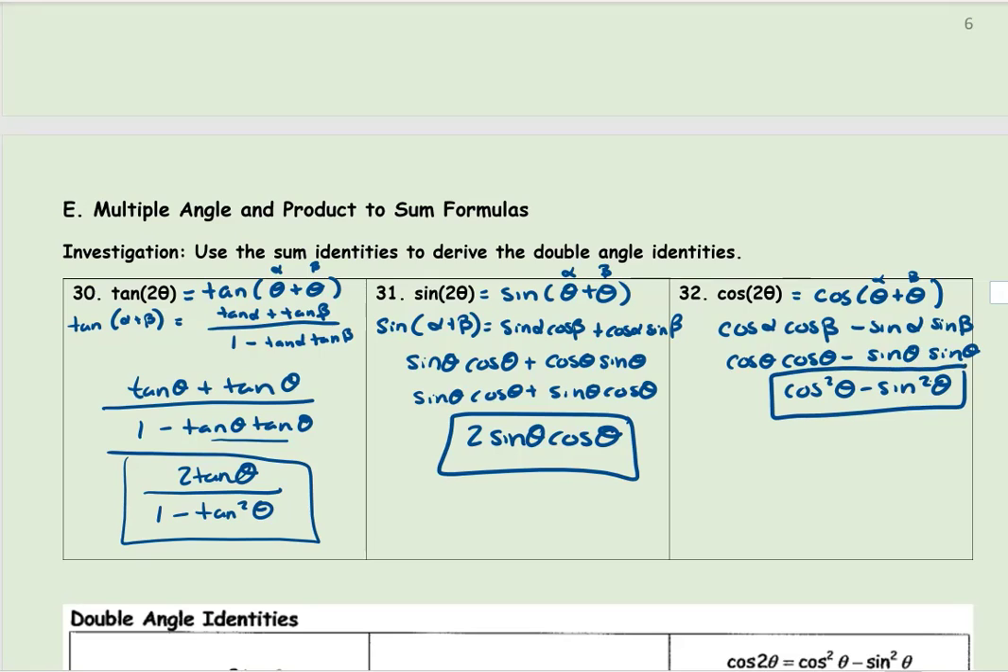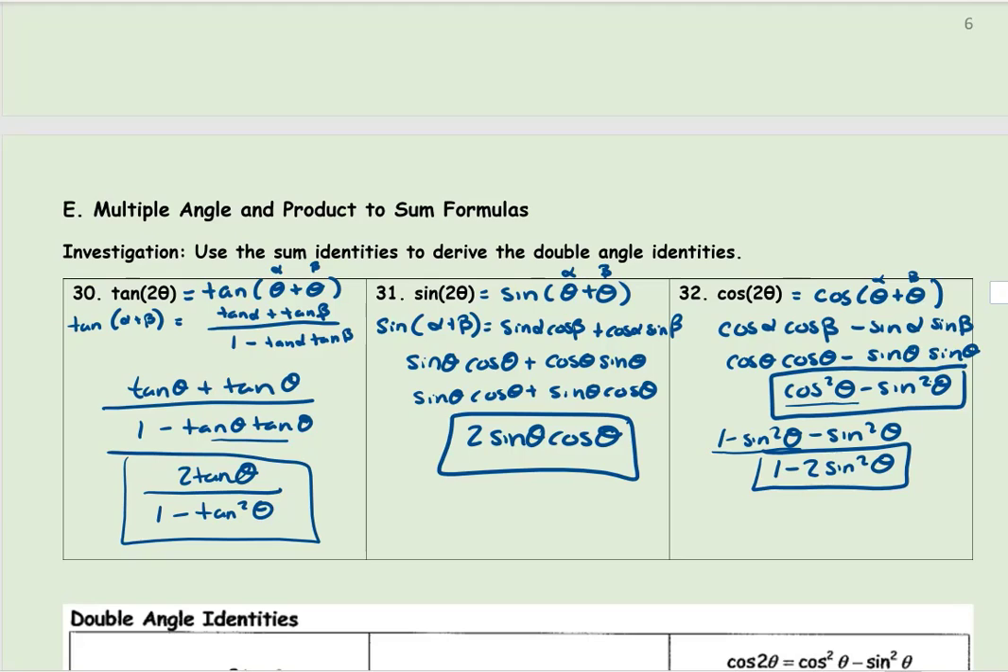The thing about this one is you can actually rewrite it a few different ways, because we know that cosine squared theta is actually equal to 1 minus sine squared theta. So all we did was we replaced this cosine squared theta here for this, which will actually give us 1 minus 2 sine squared theta. And we're not going to just stop there. We're going to find a third way to write this.